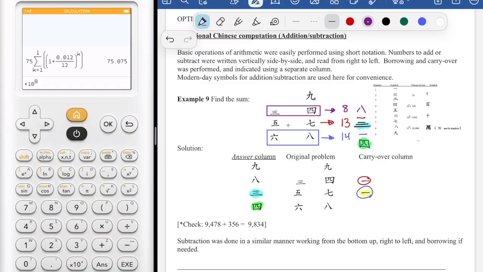The same idea would be true for subtraction, except instead of carrying over, we would be borrowing as needed. But it works the same way that subtraction works for us. It's just obviously we're working with different symbols and we're doing it horizontally instead of vertically.